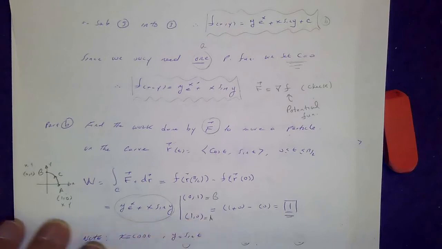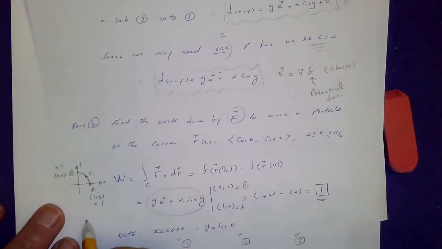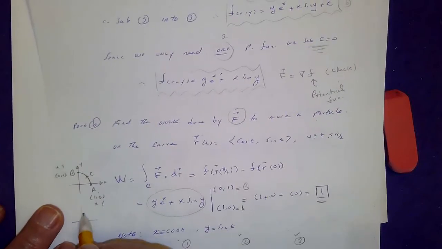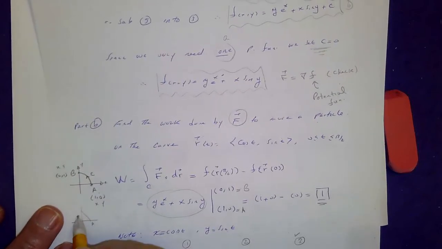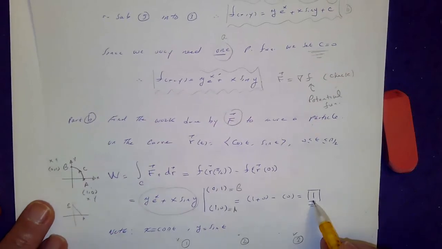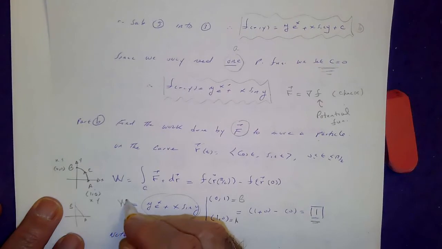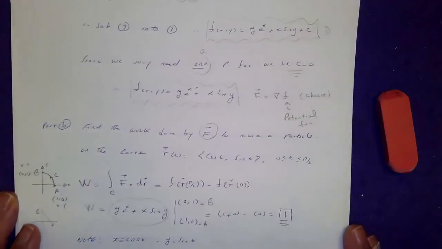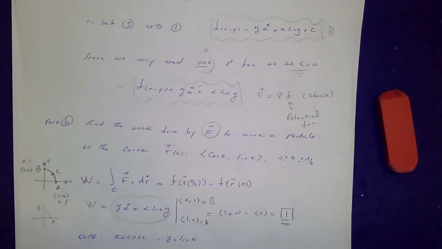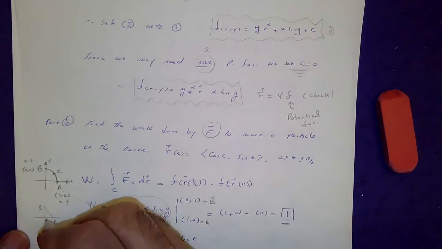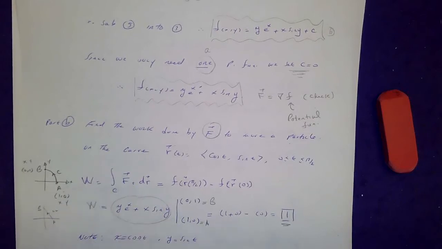In other words, I could have gone from point A to B via this straight line, and the answer still would be 1 as far as the work is concerned. Because the force field is conservative, the answer has nothing to do with the path. Do you see it? It's path independent.